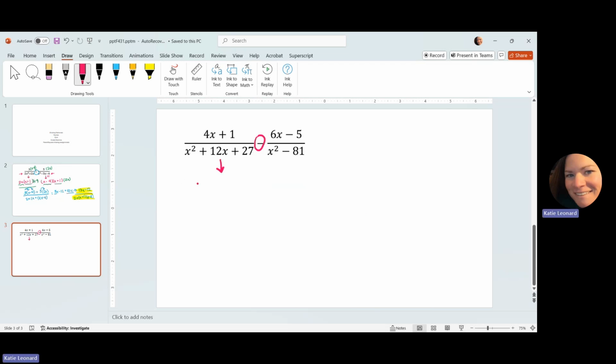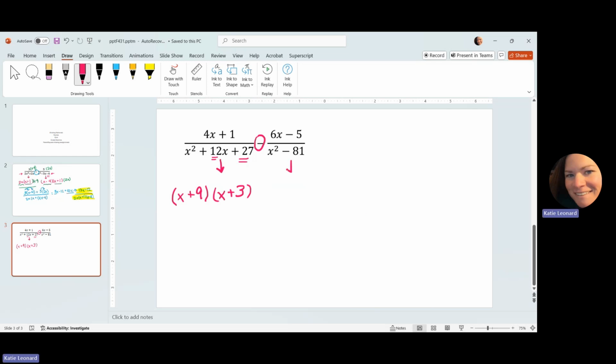So x squared plus 12x plus 27, I'm looking for a pair of numbers that multiplies to 27 and adds to 12. X plus 9 and x plus 3. 3 plus 9 is 12. 3 times 9 or 9 times 3 is 27.